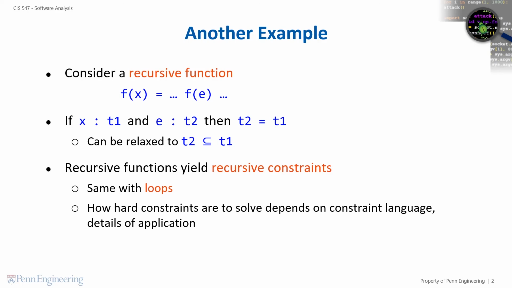We observed this phenomenon in the module on data flow analysis, wherein loops in programs necessitate multiple iterations of the chaotic iteration algorithm. That algorithm in reality is solving a system of recursive constraints, namely data flow constraints for computing the in sets and the out sets of data flow facts at each program point. In general, the difficulty of solving constraints depends on the language of the constraints and the details of the application.